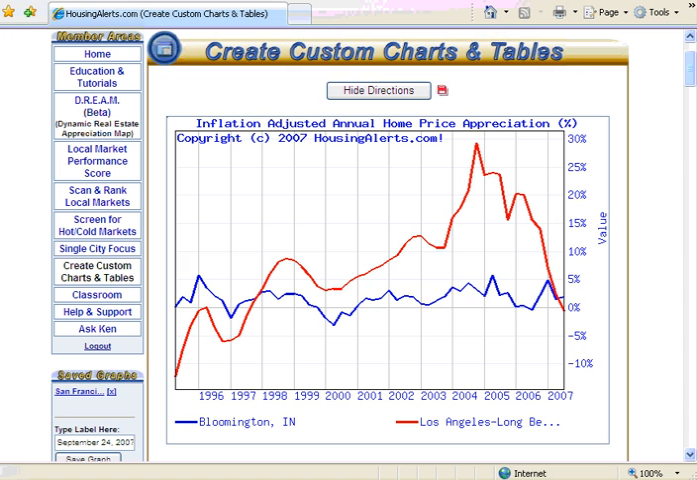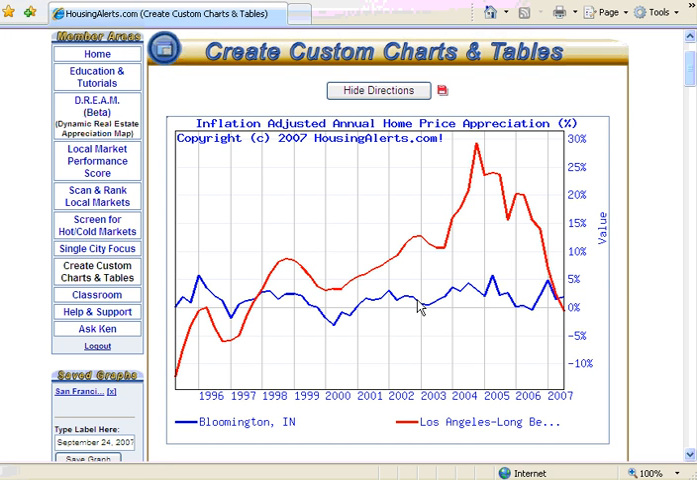So what I've done here is I've pulled up the appreciation graphs for two towns. One's a town, one's a city. Bloomington, Indiana, which is the blue line, and Los Angeles, California, which is the red line. And these are both cities that I've lived in, so I thought it might be interesting to have a look at them. And when you look at them, you can just see they both behave very differently.